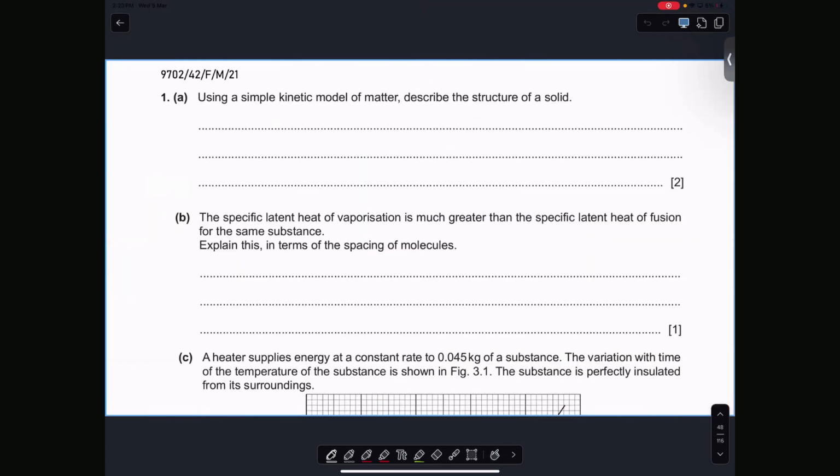Okay, let's start one by one. These are mostly structured questions. So the first one: using the simple kinetic model of matter, describe the structure of a solid.